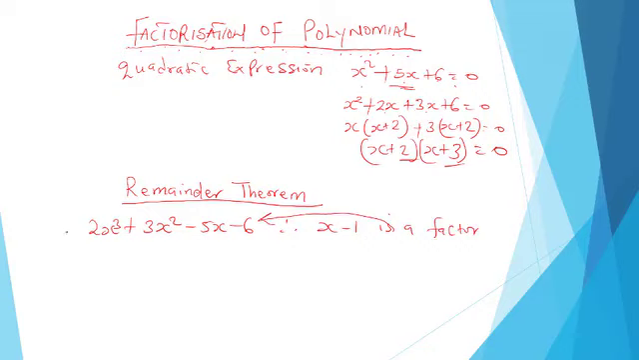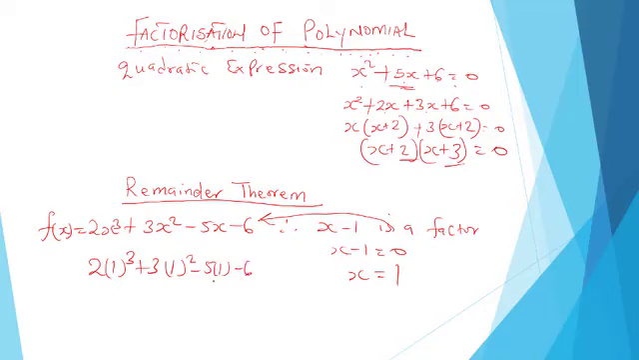Now, remember our remainder theorem. This is f(x). Before you forget, this is f(x). What you need to do is to equate x minus 1 to 0. So our x is equal to 1. Now, let's substitute x into this and see if our answer will be 0. By this, we now have 2 times 1 raised to the power 3 plus 3 times 1 squared minus 5 times 1 minus 6.